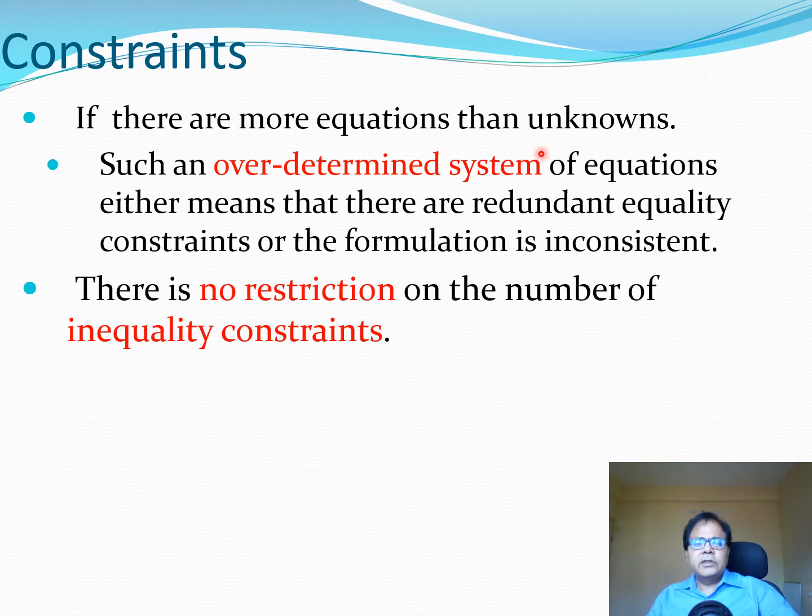Now, the second possible situation could be that there are more equations than unknowns. And here the system is an overdetermined system of equations. And this means that there are actually redundant equality constraints, or the problem is inconsistent. So probably you need to go and check the formulation of the problem. Now, as far as the inequality constraints are concerned, there is no restriction on their number.